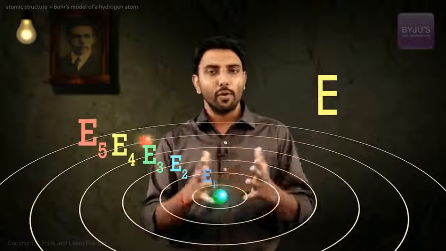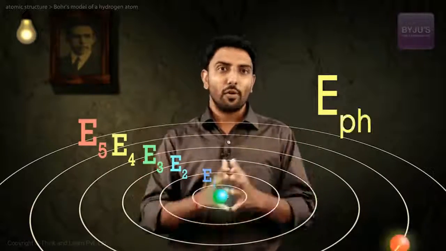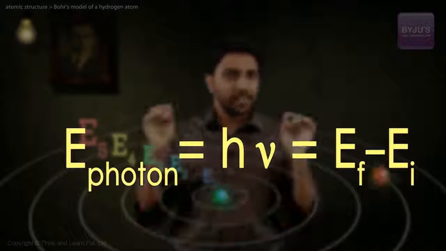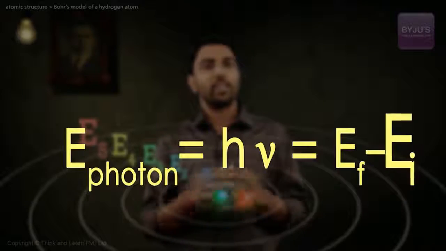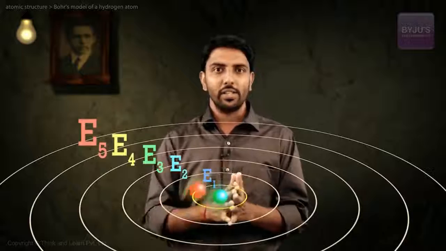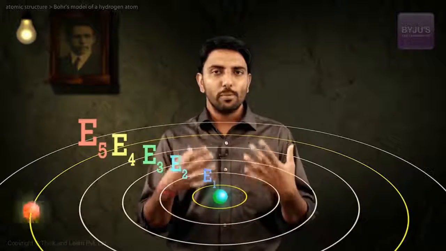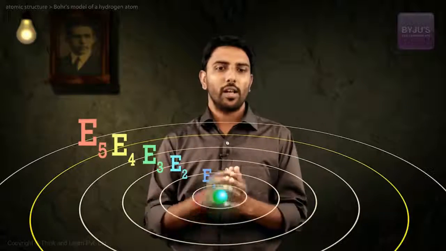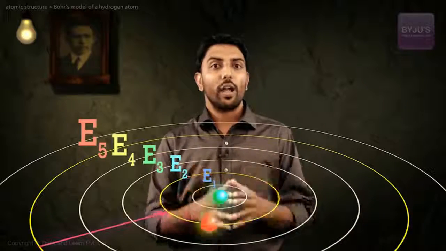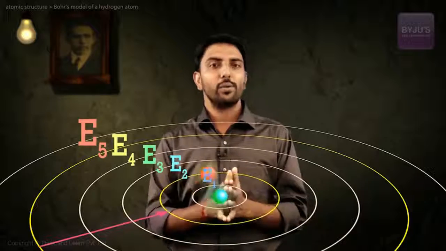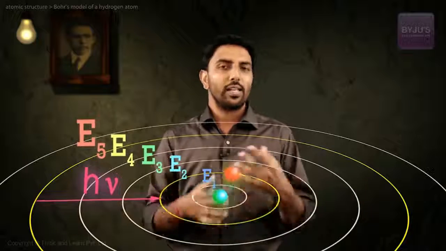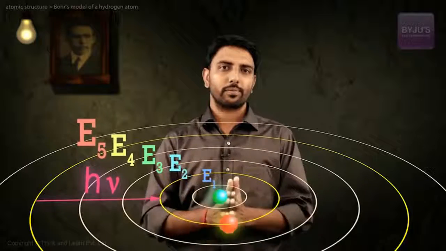The energy of the photon, which is E photon, equals h nu, which is equal to the energy of the final state minus the energy of the initial state. So, when an electron moves from a lower energy to a higher energy level, it absorbs radiation. On the other hand, when it falls from a higher energy level to a lower energy level, the electron emits a photon with energy equal to h nu. In either case, the energy of the photon is the difference between the two energy levels.